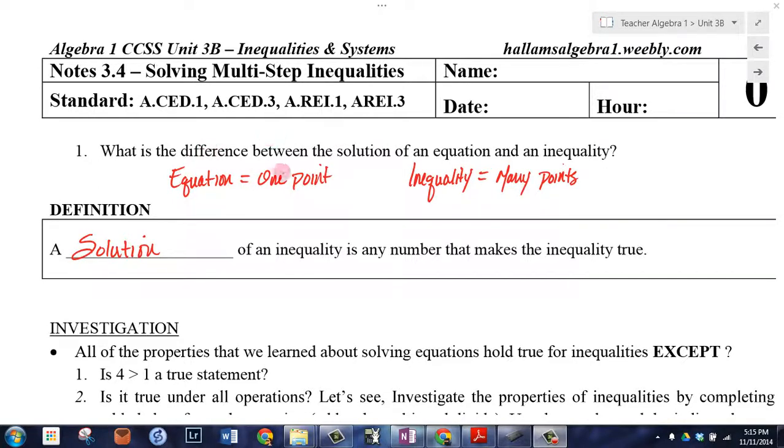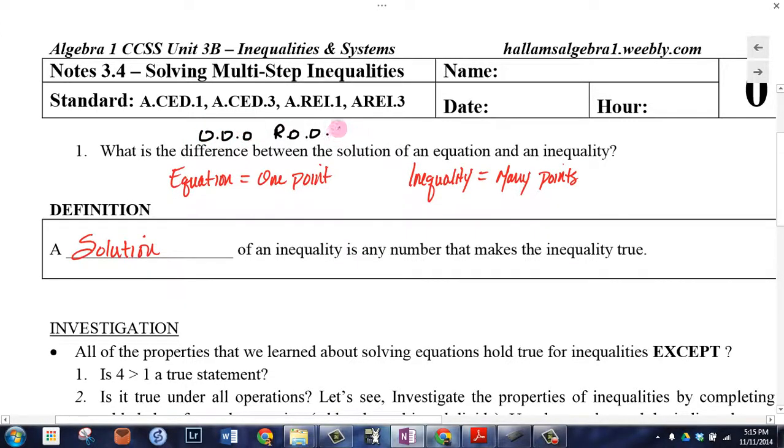Okay, hi and welcome. Today we're going to cover notes 3.4, which is solving multi-step inequalities. The one thing I would like you to know about these is that we're going to treat them the same way as we do equations. So our rules for solving, order of operations and doing reverse order of operations in terms of inverse operations, all hold true. So if you recall those terms, you're good to go.